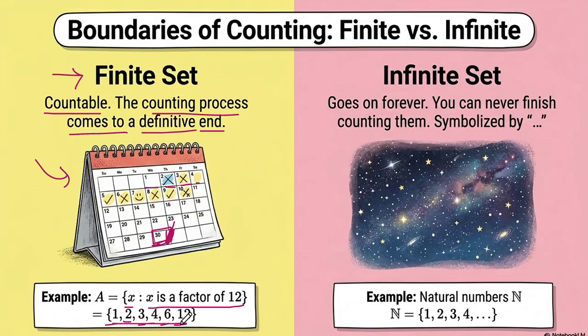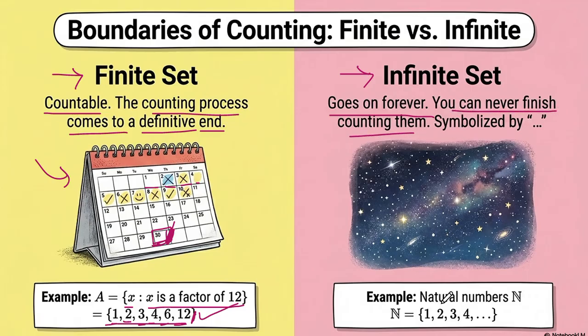Only these 6 factors are there, not more than that. So this is ending here. So this set is a finite set. Another way, what is an infinite set? Infinite means it goes on forever, not stopping. So you can never finish counting them.